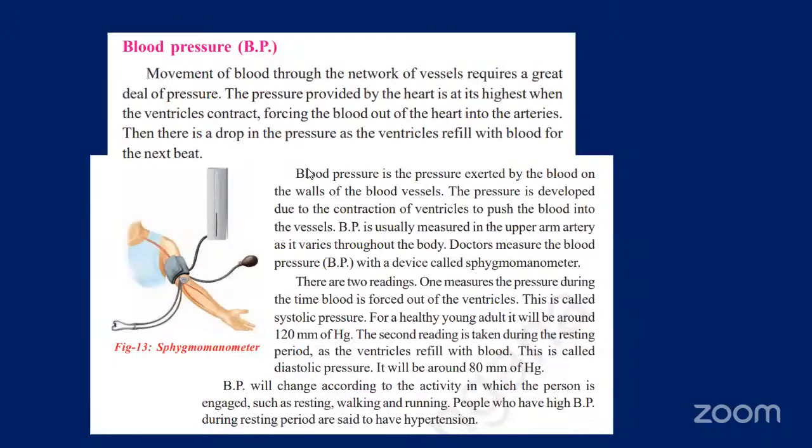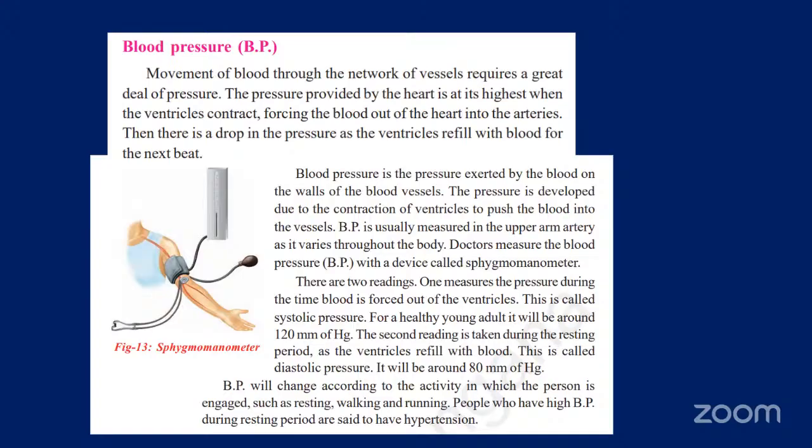And coming to the BP, movement of blood through a network of vessels requires a great deal of pressure. The pressure provided by the heart is at its highest when the ventricles contract, forcing the blood out of the heart into the arteries. Arteries నుంచి ventricles కి వస్తుంది. So there is a drop in the pressure as the ventricles refill with blood for the next beat. The blood pressure is the pressure exerted by the blood on the walls of the blood vessels. The pressure is developed due to the contraction of ventricles to push the blood into the vessels.